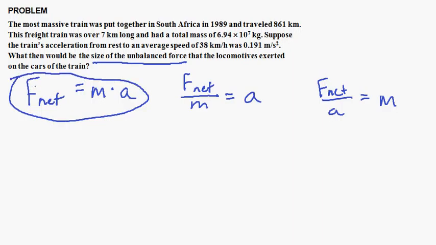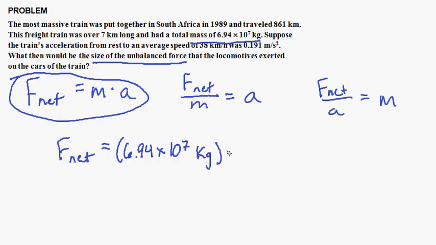Net force is equal to mass times acceleration. In order to solve this, we just need to find the mass and the acceleration based on the information that we're given and plug them in. So if we look for mass, we see that mass is up here, total mass of 6.94 times 10 to the 7th kilograms. So very large, so we shouldn't be surprised to see a very large mass there. And we multiply this by the acceleration. We're told that the general acceleration is supposed to be this value, the 0.191 meters per second squared.